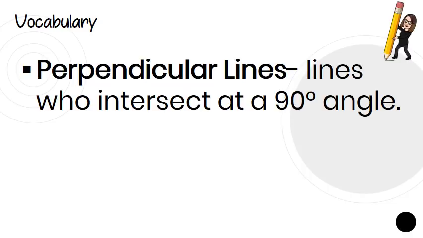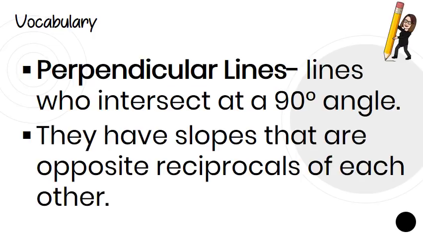Some more vocabulary. Perpendicular lines. Perpendicular lines are lines whose intersect at a 90-degree angle. More importantly, in this lesson, they have slopes that are opposite reciprocals of each other. Two key features. The slopes are opposite reciprocals. Please underline, highlight, or make those two words stand out in your notes.